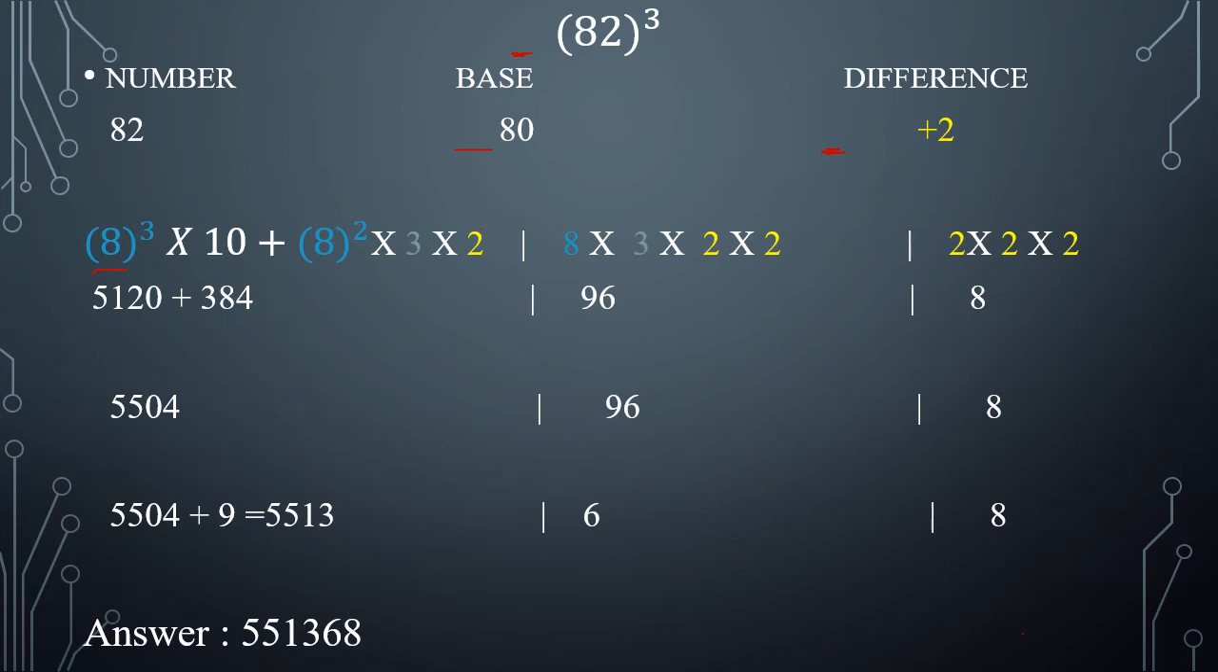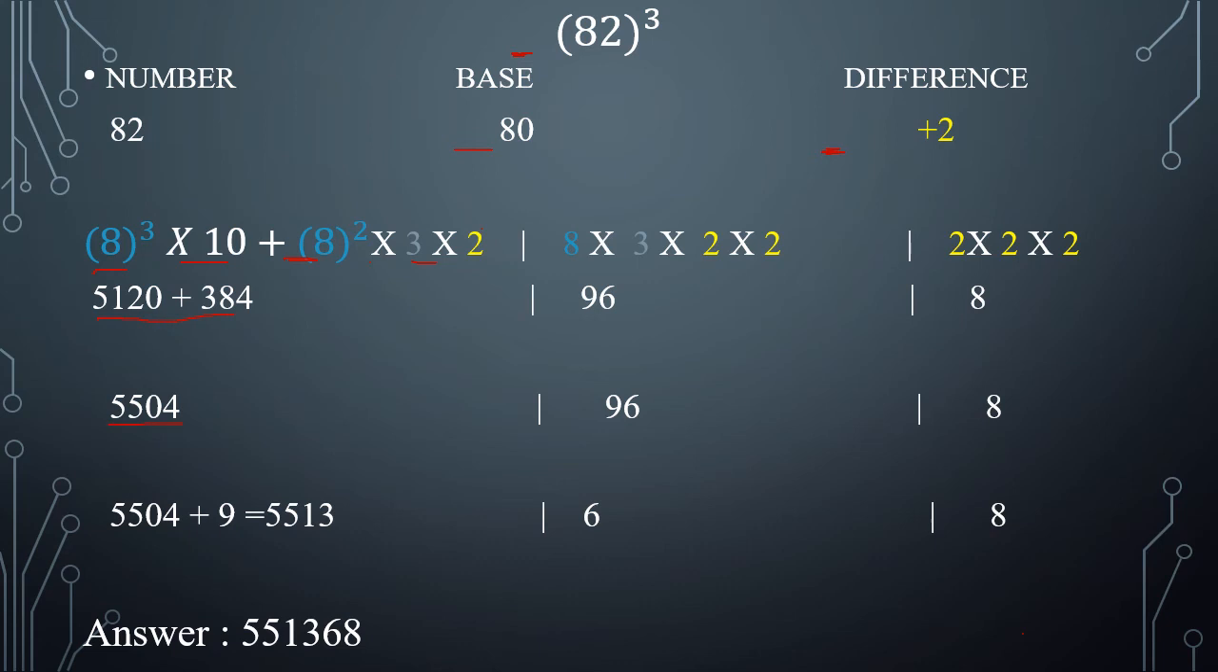Okay, then we have to multiply it by 10. Then we have to write the square of 8, and we have to multiply it by 3, which is a constant term, and 2 is the difference. Okay, so this part is a little complicated, the calculation part is there. So it is 5120 plus 384, and by combining it will be 5504.